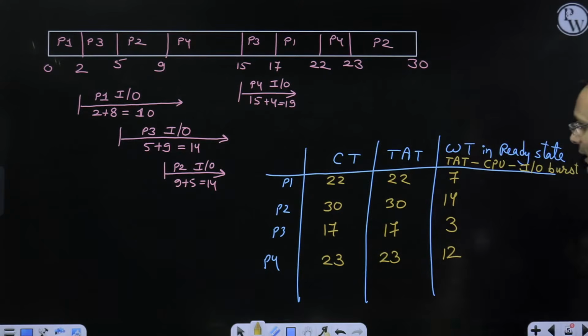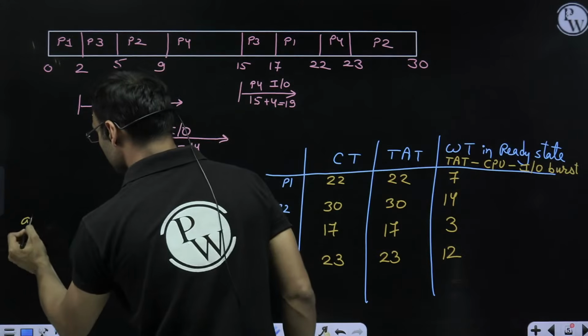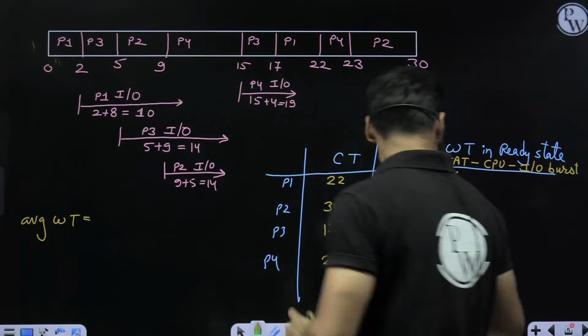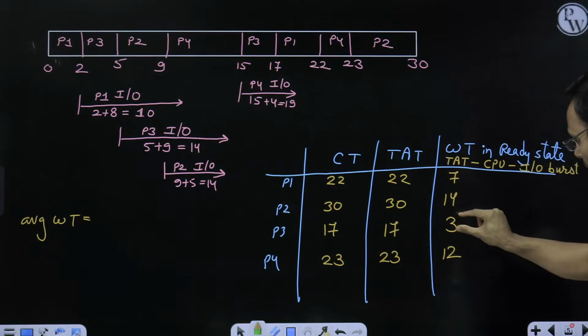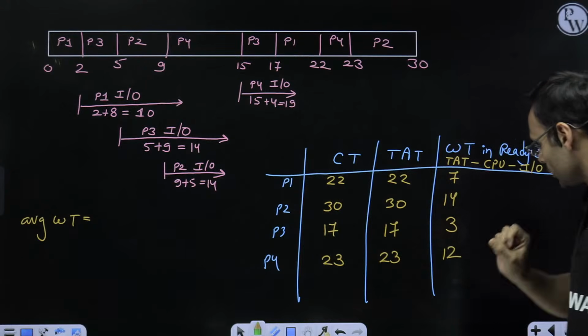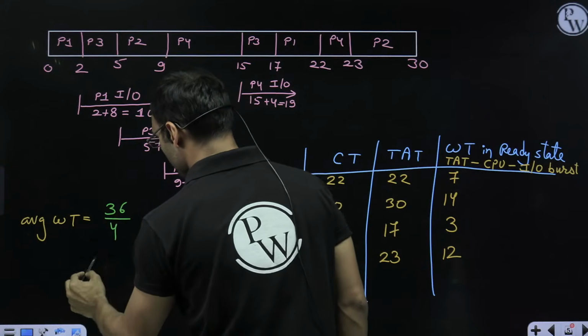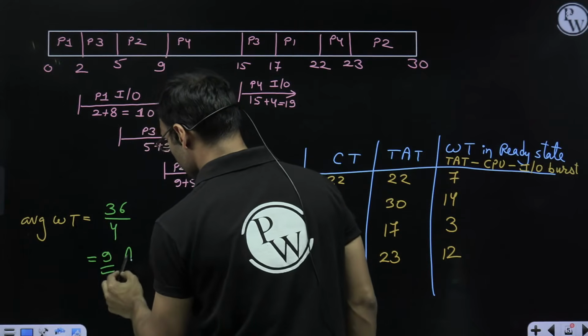So this is the waiting, average waiting time. Let's calculate. 21, 24, 34, 36 divided by 4 is 9. That is the answer.